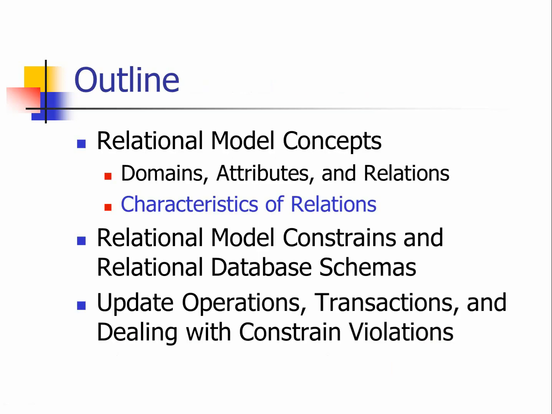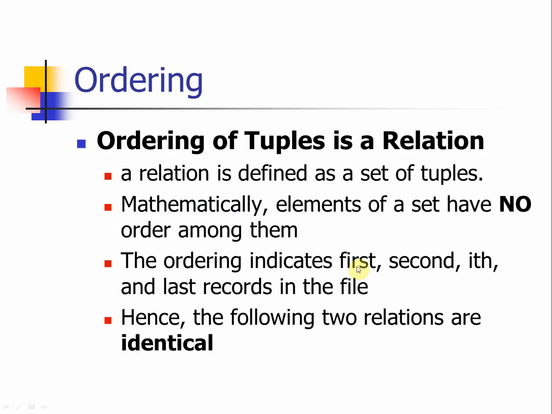Now let's take a look at some special characteristics. The first characteristic that we want to look into is the order problem. Order does not matter in a database. What does that mean? Let's take a look at this. A relation is defined as a set of tuples. Mathematically, the elements of a set inside set theory have no order among them. There is no ordering indicating the first tuple, second tuple, 10th tuple, etc.